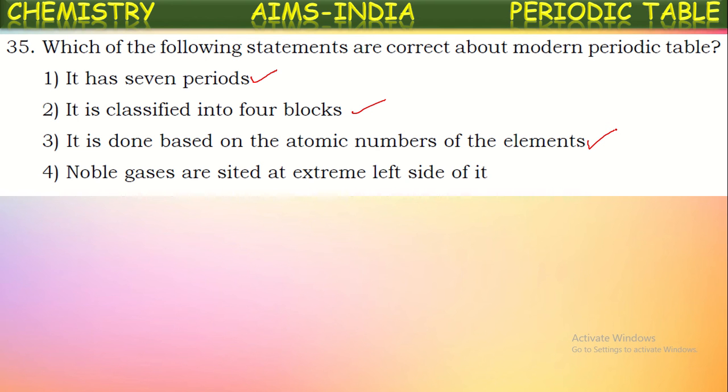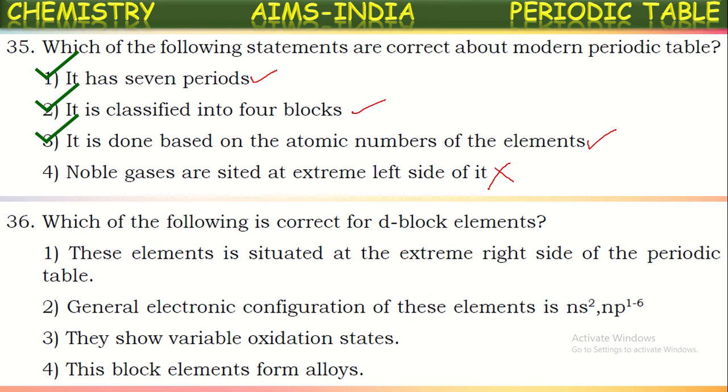Fourth point, you say noble gases are situated at the extreme left side of this periodic table. Is it true? No, because noble gases are present in the extreme right side of the modern periodic table, that is in the 18th column or 8A group, which is also called zero group. So they're at the extreme right side, but not at the left side. So this is an incorrect statement. The remaining three are correct statements.